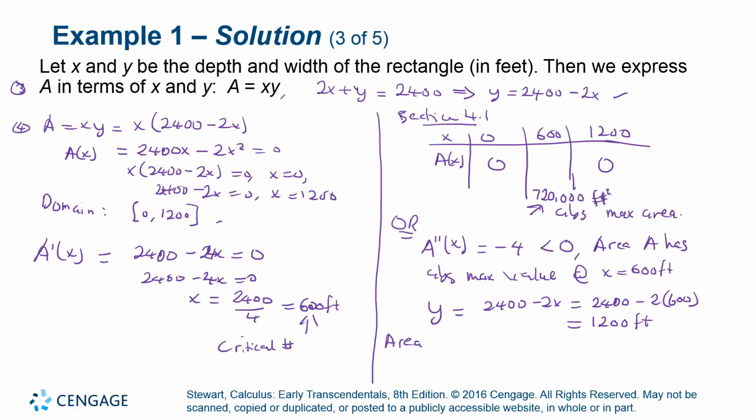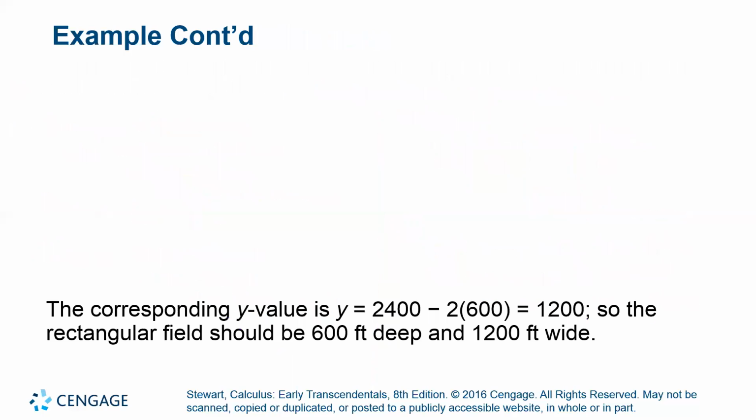Or in other words, the rectangle will have the dimensions 600 feet by 1200 feet. Okay. All right. So that is what we have here. And then we have that. That will be my answer. All right. Now, sometimes we can use the first derivative test to find the what?